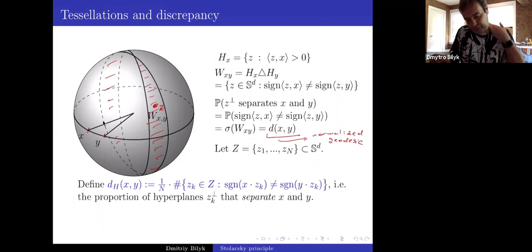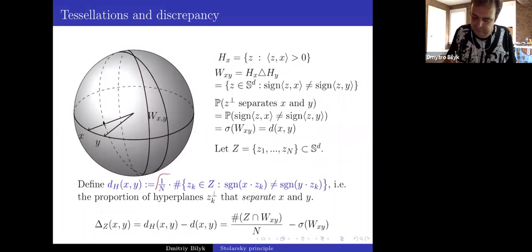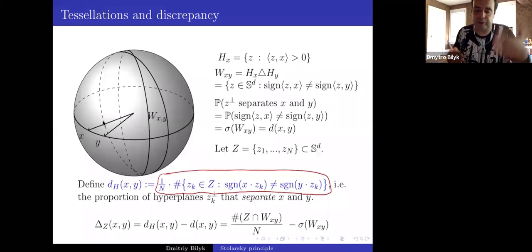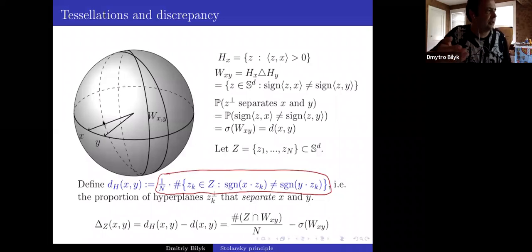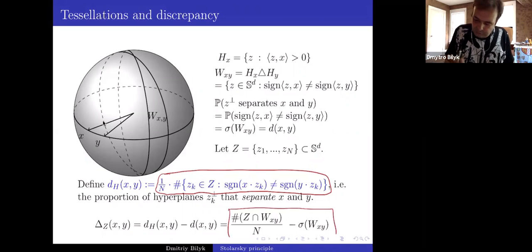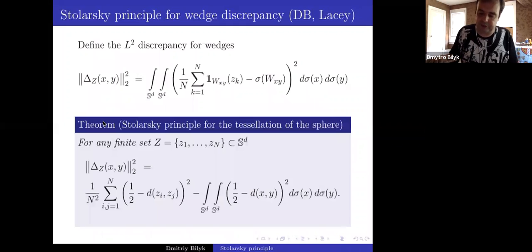Now if you take some collection of points, you can also look at what proportion of hyperplanes defined by those points separate X and Y. This has relation to lots of different things, like embeddings into the Hamming cube or the so-called 1-bit compressed sensing. But from this geometrical picture, this is also a discrepancy type question. You want this proportion and this probability to be close, either for all X and Y, or on the average. This difference is precisely a discrepancy type question, and there is a Stolarsky principle with a very interesting kernel that comes up here.